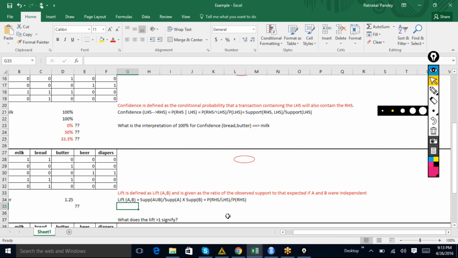Okay. So lift, if I just read out loud what is written in the red font here. Lift is defined as lift AB and is given as the ratio of the observed support to the expected if A and B were independent, right? But the very clear definition, if you look at the probability definition here, is that lift of A and B is defined as the probability of right hand side given that left hand side has happened, divided by the probability of right hand side.